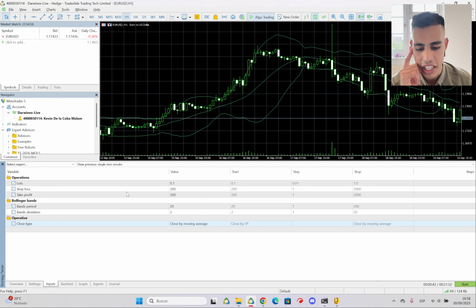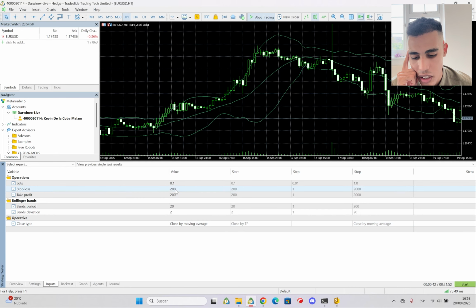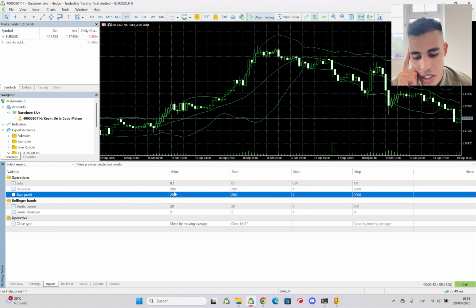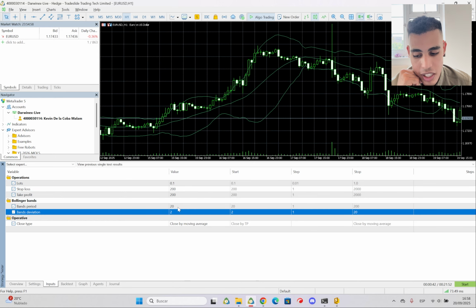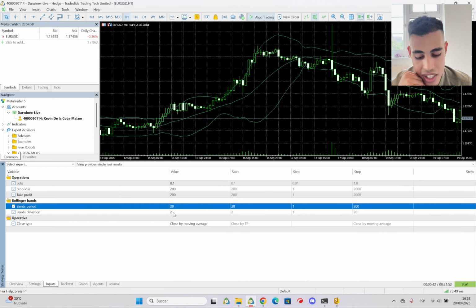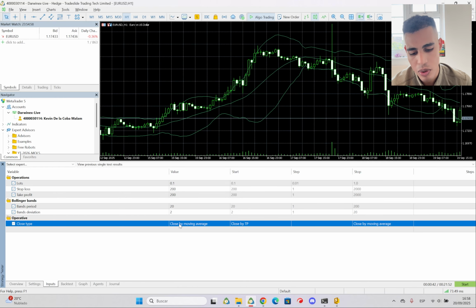So I'm just wondering, okay, what is the best stop loss that works better for this strategy? What is the best take profit? What is the best period? What is the best deviation? And also, is it better to close the operations by the moving average, or is it better to close them by the TP, by a take profit? We are gonna be answering all these questions in a bit.